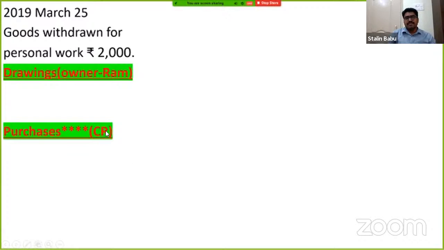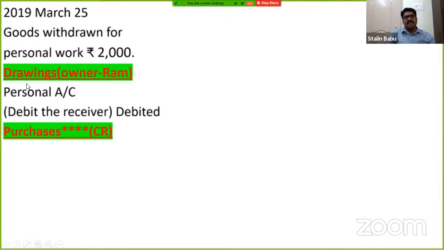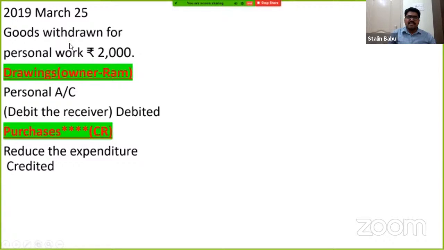Okay. Ram is a personal account. Debit the receiver. So his account should be debited. Here he is using the goods, so purchase expenditure should be reduced. Whenever the owner withdraws goods for his personal use, we write his drawings account. So the entry is Ram's drawings account debit to purchase account.